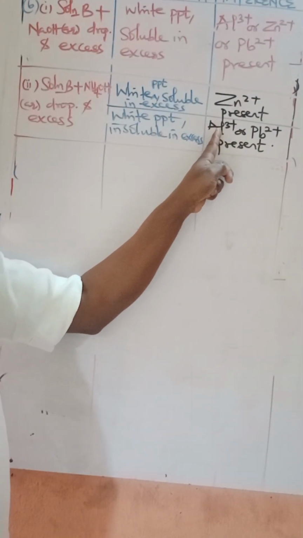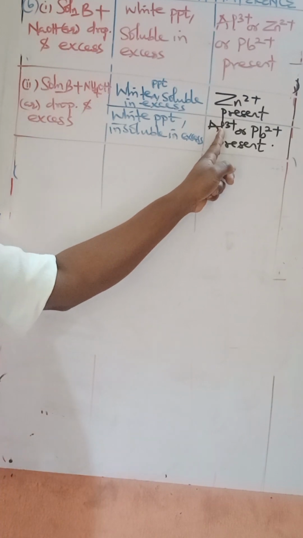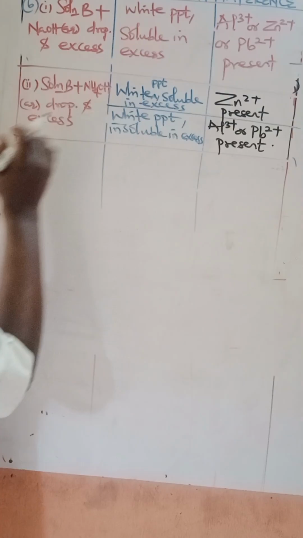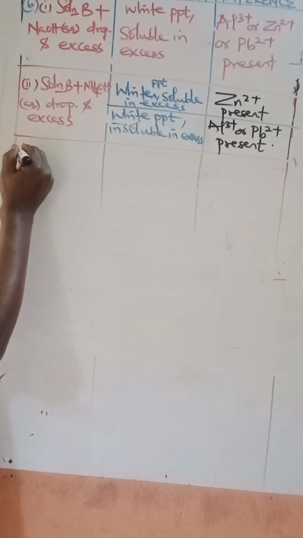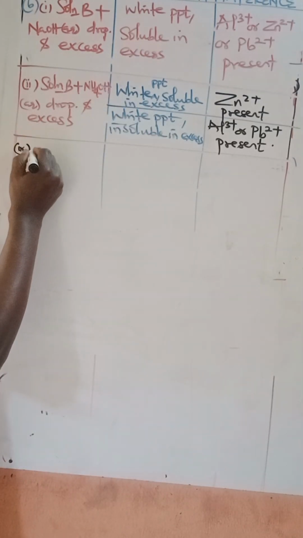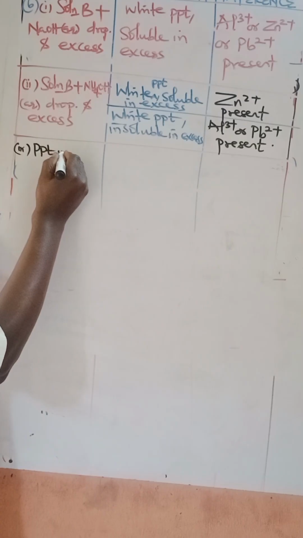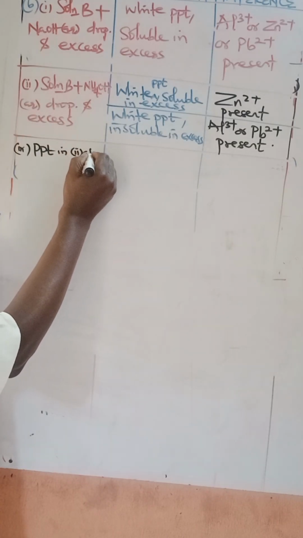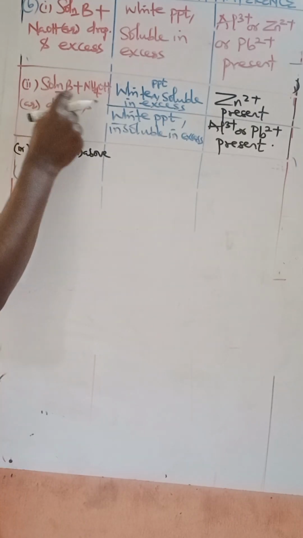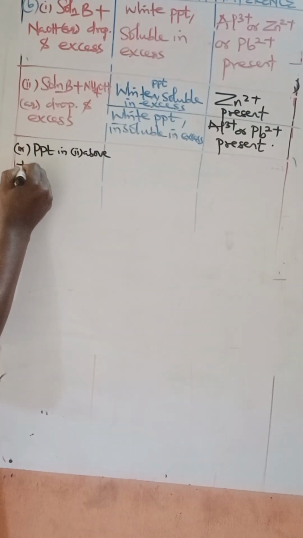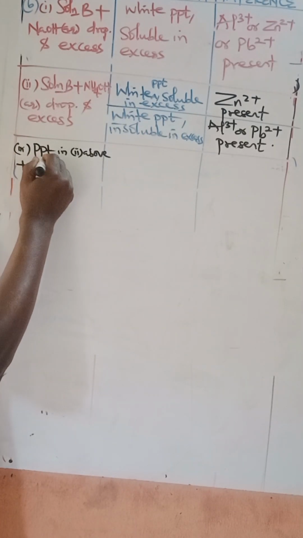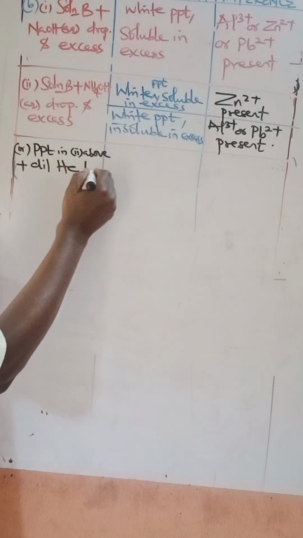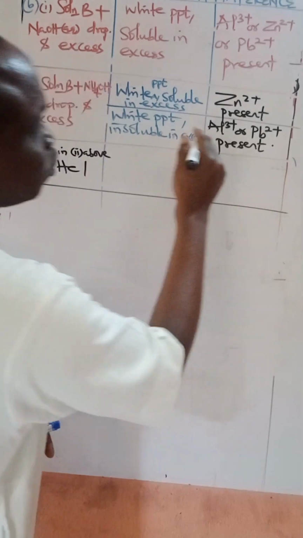So ammonium hydroxide is not enough to distinguish between solutions of aluminum ion and lead-2 ion. So what you are going to do, when this precipitate is formed, we now say Roman figure 3: the precipitate in Roman figure 2 above, plus dilute HCl. We now add dilute HCl to it.